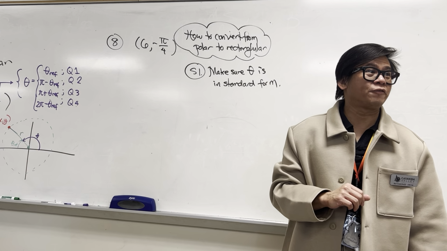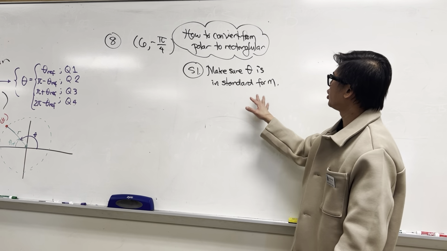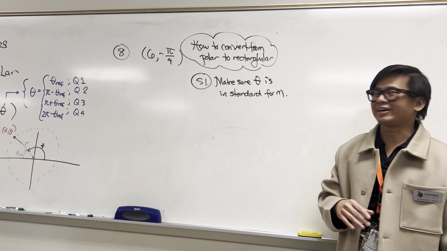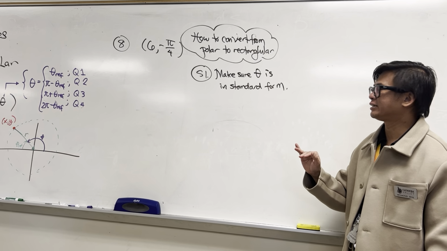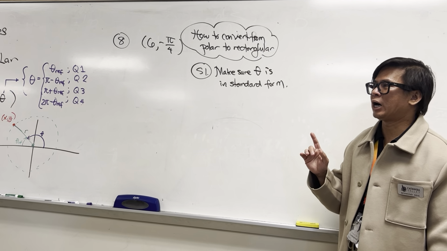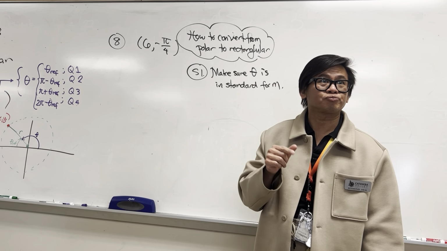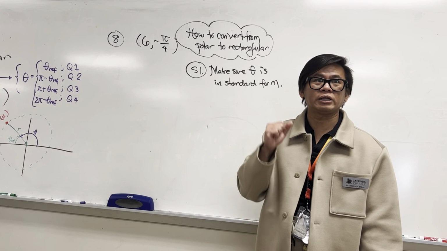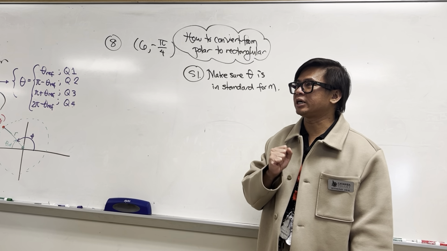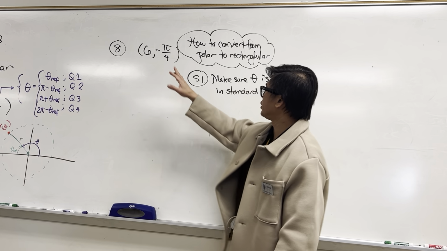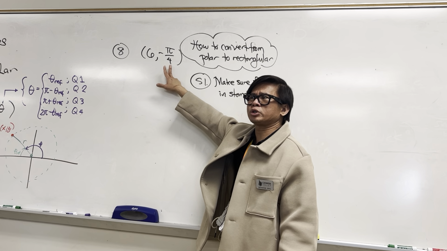All right, let's read our first step, Jenner, on how to convert from polar to rectangular. Thank you. Make sure theta is in standard form. So how do we make sure that your angle is in standard form? Again, when you say it's in standard form, that means it's not coterminal, right? It should be positive and less than 2 pi radians. So with that being said, this is coterminal.